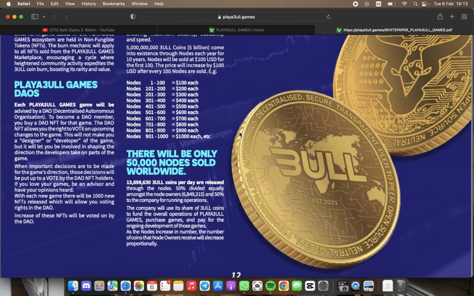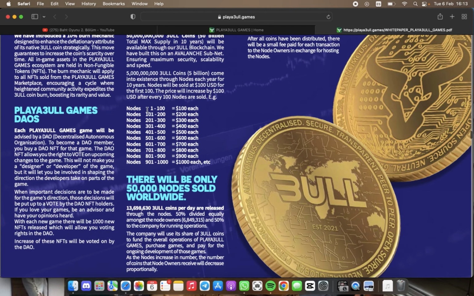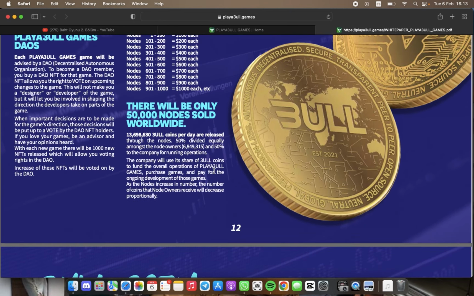So now we're going to go to tokenomics. We have here 5 billion, of course this is a big number, max supply in 10 years that will be available to our Playa game blockchain. We built on Avalanche to ensure maximum security, scalability, and speed. So we have here these nodes, 100 and 101 and 200 give us $100 each, etc. There will be only 15,000 nodes sold worldwide.